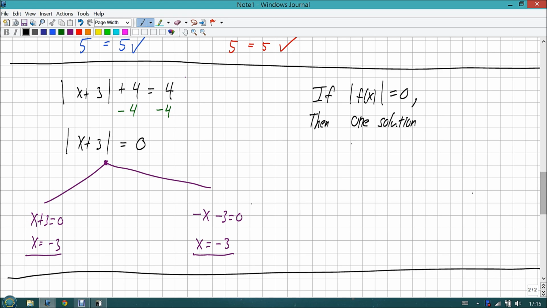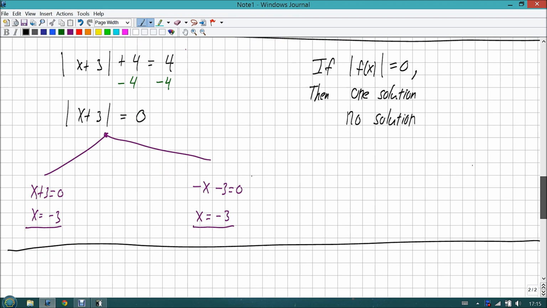Or you can have a weird case where you have no solution, which is another possibility. Okay. Let's move down.